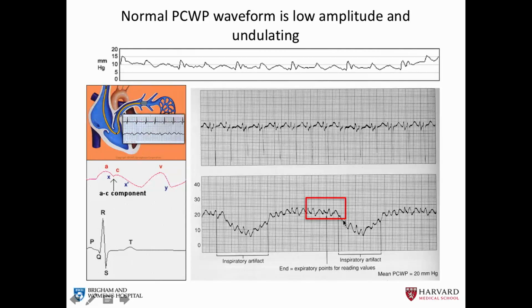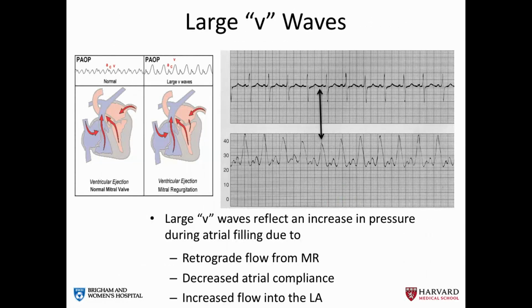And this just shows you where we would measure that pulmonary capillary wedge pressure at end expiration. Now, there can be differences in how these waveforms look, and they can be reflective of the underlying physiology. Probably one of the more important features of the waveform is what we call the V wave.